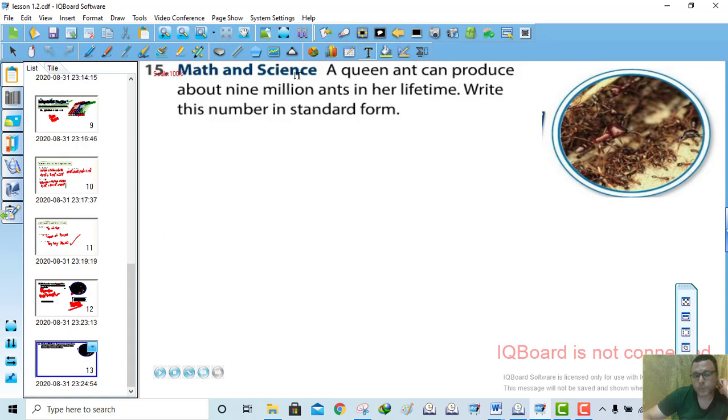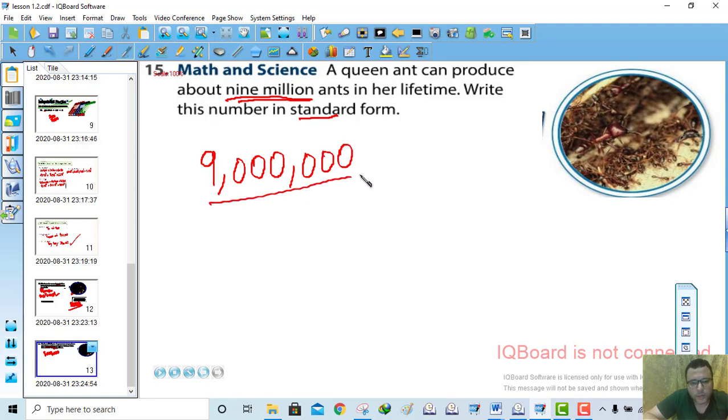Now the last question. A queen ant can produce about 9 million ants in her lifetime. Write this in standard form. How to write this number? 9 million. Okay, he wants you to write this number. Let me underline it for you. The 9 million in standard form. Just write 9 in the millions place, then write the zeros. Yes, the million has 6 zeros. 9 millions. This is called standard form.